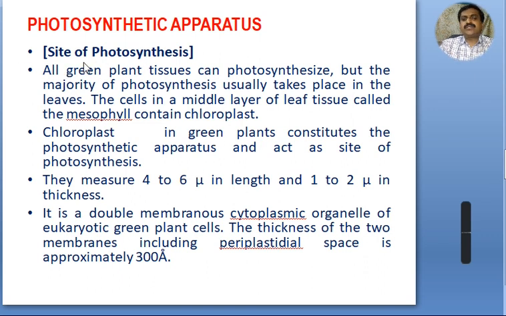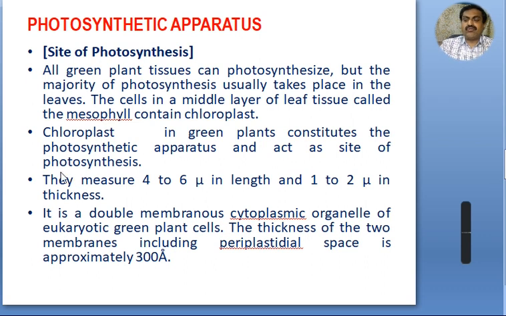Looking into the structure of this chloroplast, the photosynthetic apparatus: all green plant tissues can photosynthesize, but the majority of photosynthesis usually takes place in the leaves. Why? Because leaves contain the majority of the chloroplasts. The cells in the middle layer of the leaf tissue, called the mesophyll tissue, contain chloroplasts. Chloroplasts in green plants constitute the photosynthetic apparatus and act as the site of photosynthesis.